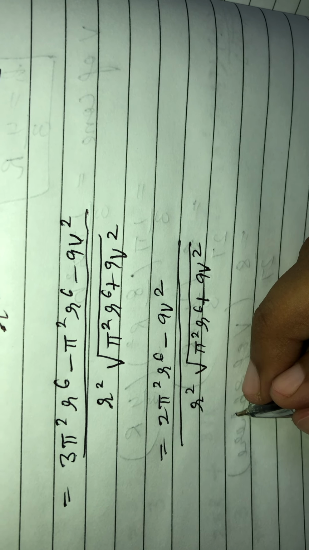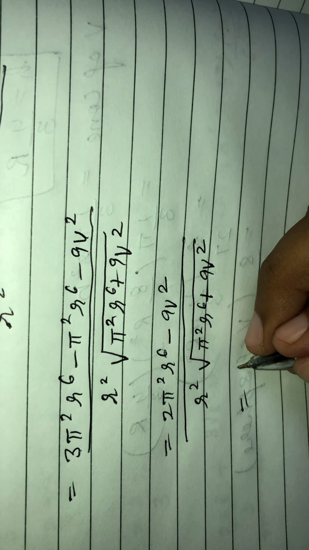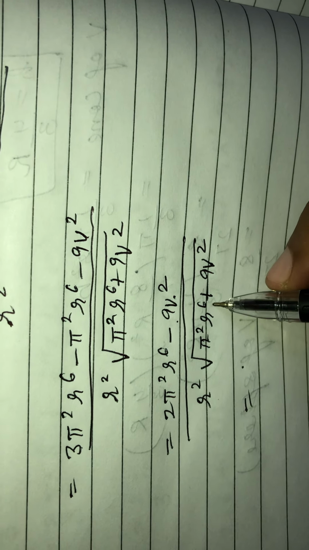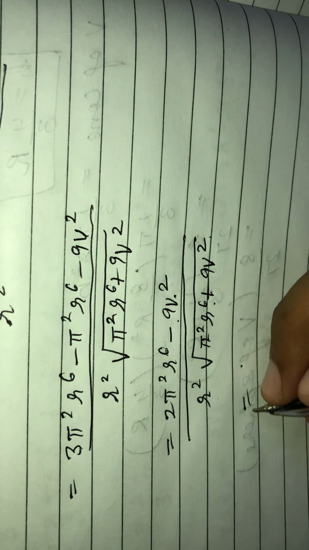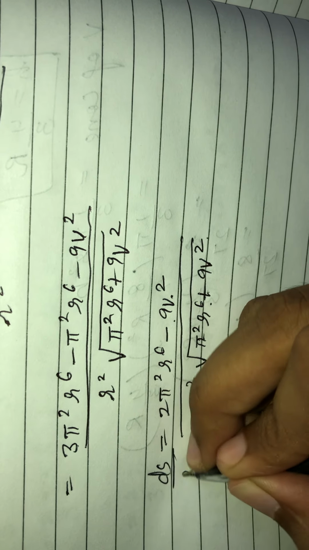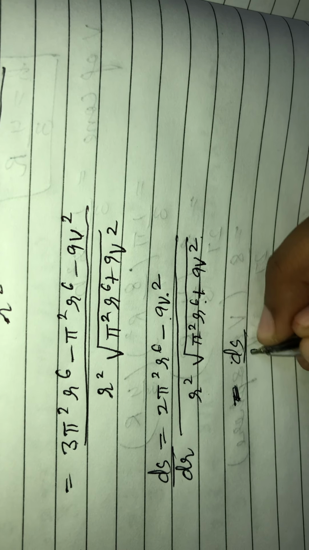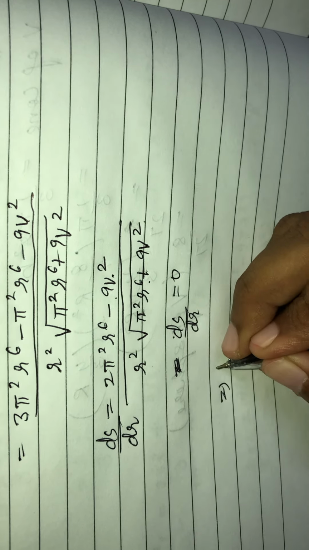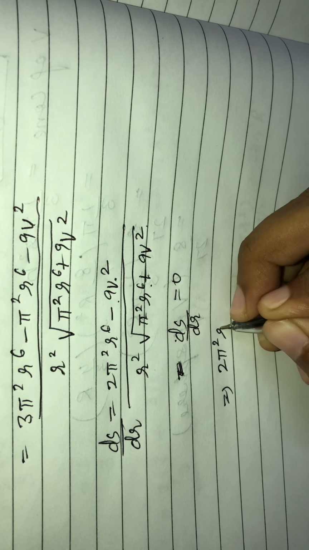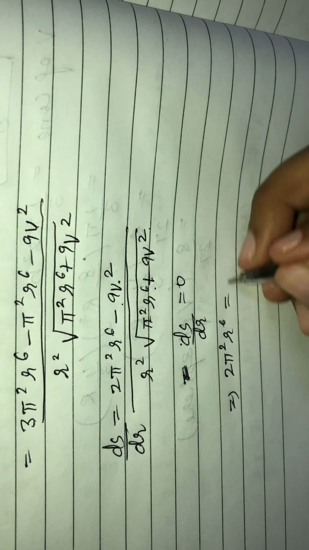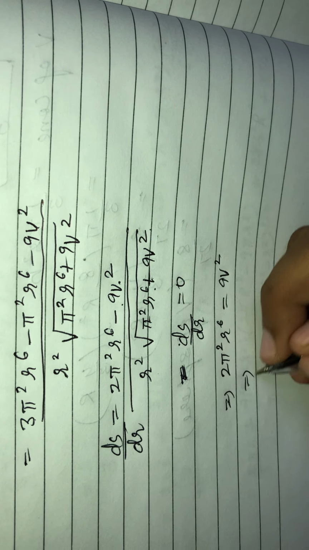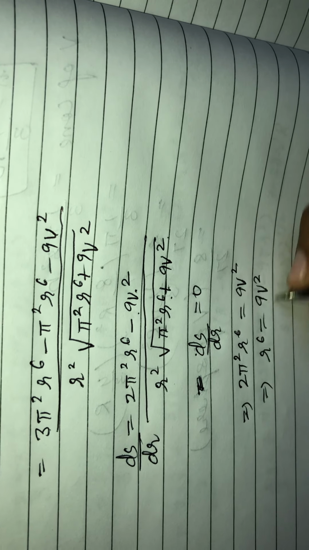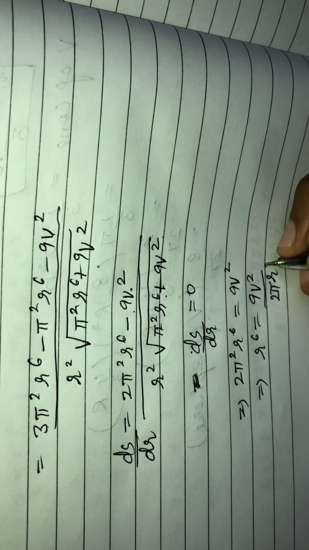So I am getting 2 pi square r^6 minus 9v square, then r square pi square r^6 plus 9v square. Now equate ds by dr with 0. So I will be getting 2 pi square r^6, this denominator will become 0, which is equivalent to 9v square. So I am getting r^6 as 9v square upon 2 pi square.